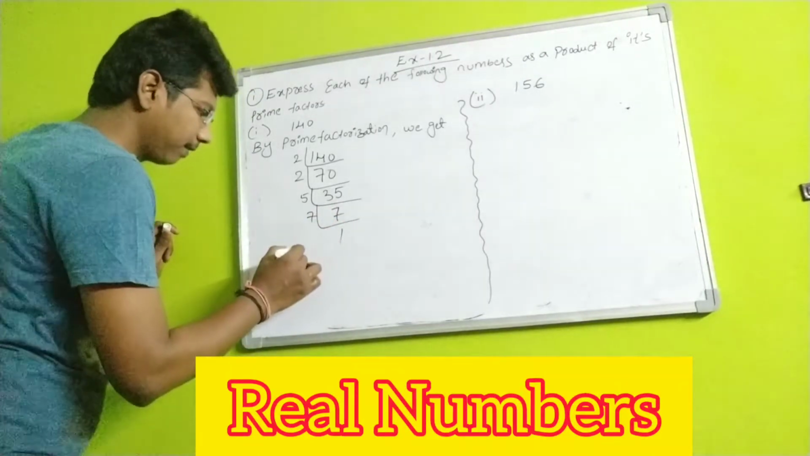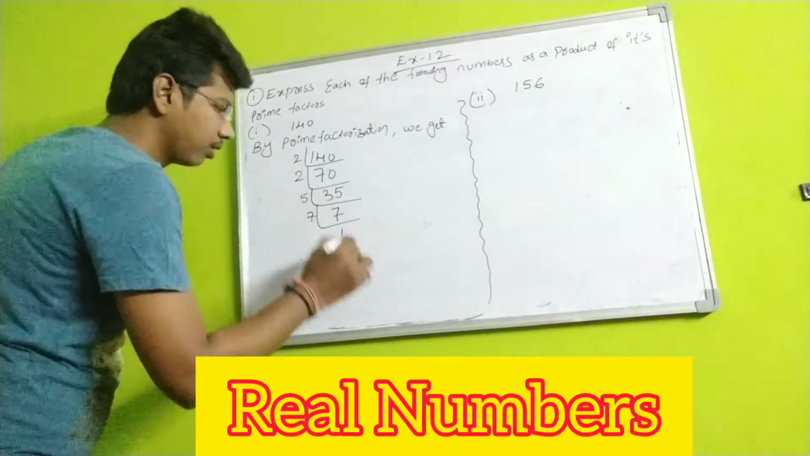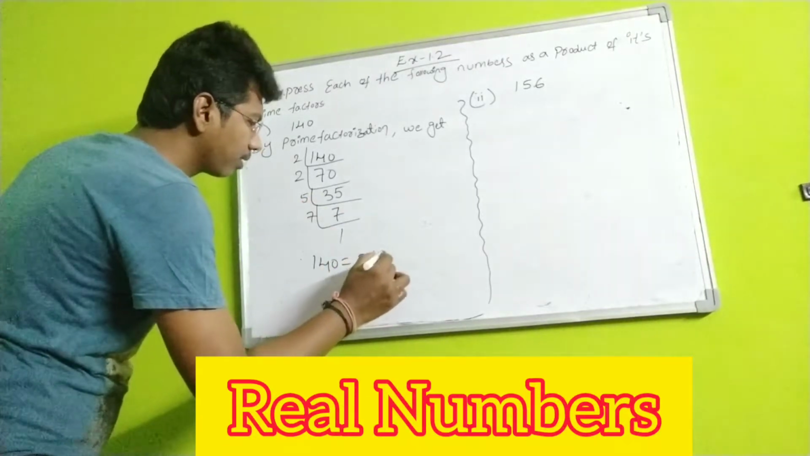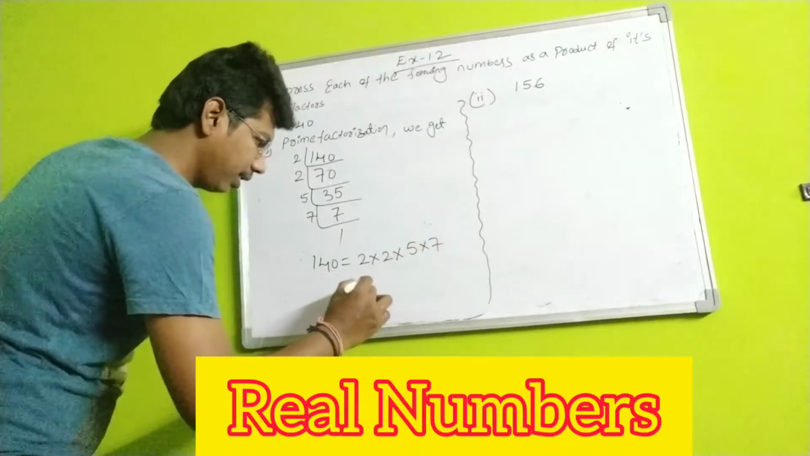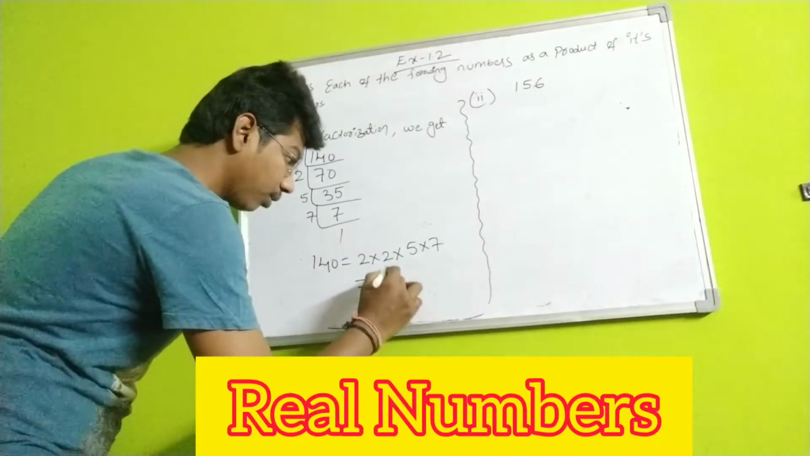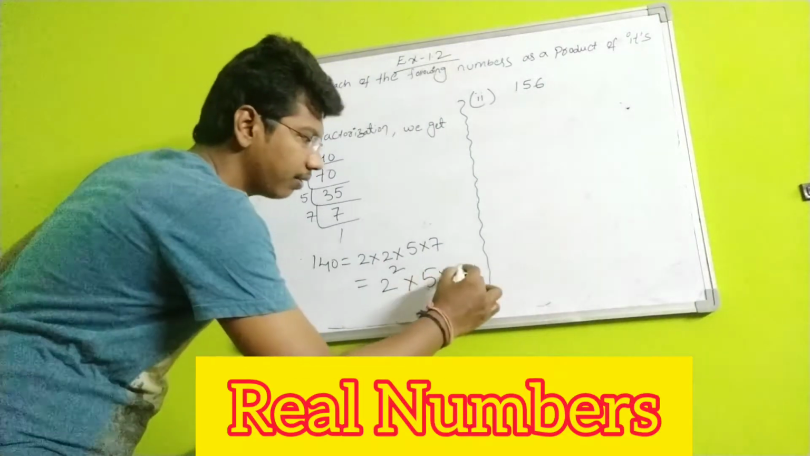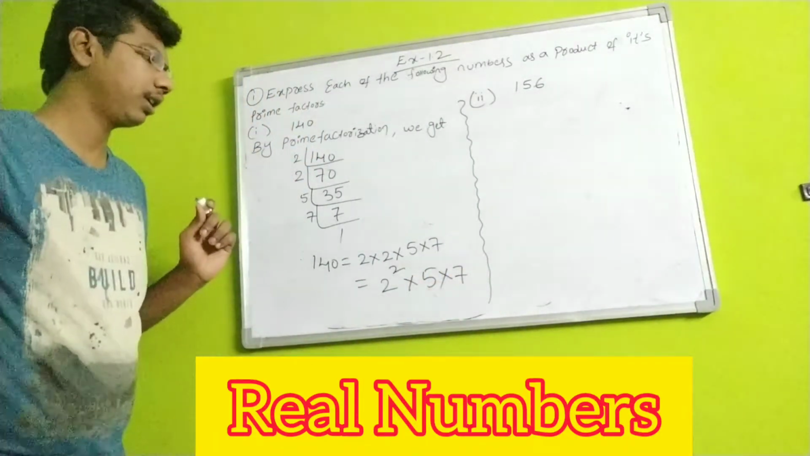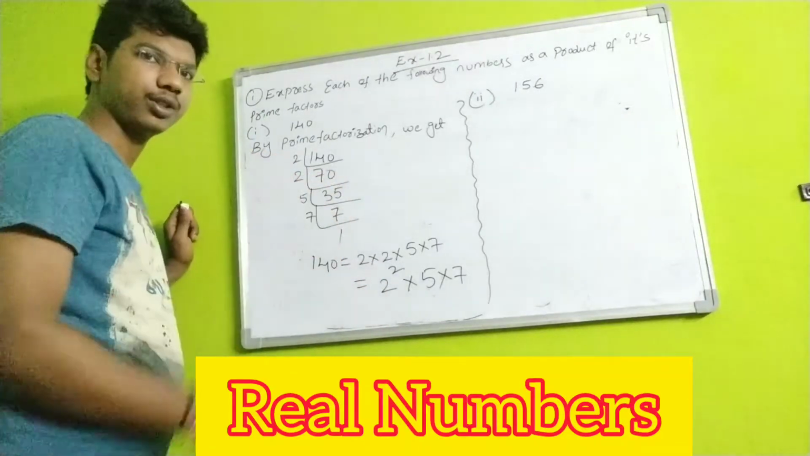Therefore 140 is equal to 2 into 2 into 5 into 7. We can write 2 power 2 into 5 into 7. These are the prime factors of 140, students.